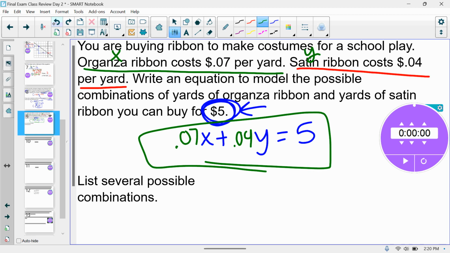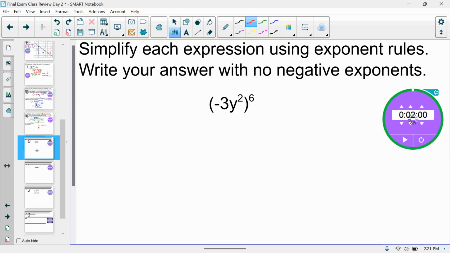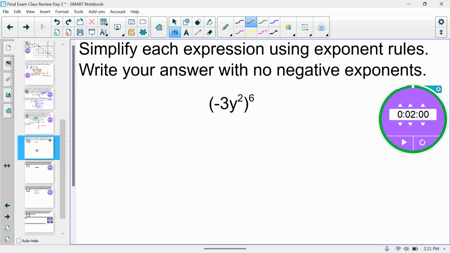The easiest way, guys, to find all those different combinations is to solve for Y, because then you can just go plug it in your calculator and just look at the table and it will give you all kinds of different combinations, okay? We're actually not going to take the time to do that because we ran out of time in the other classes, and we've already done a couple today where you have to get Y alone. So I would rather go on and review the exponent rules now, okay?